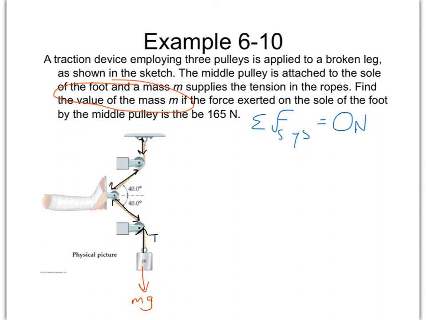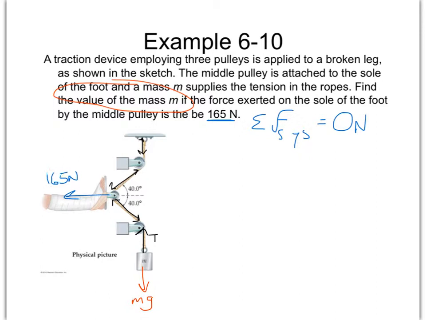All right, and so the first assumption is this whole system is stationary. This mass right here is not, excuse me, is not moving. The other thing that we're told is that in order for this person's leg to be healed properly, they need to experience 165 newtons of force in their leg right there.